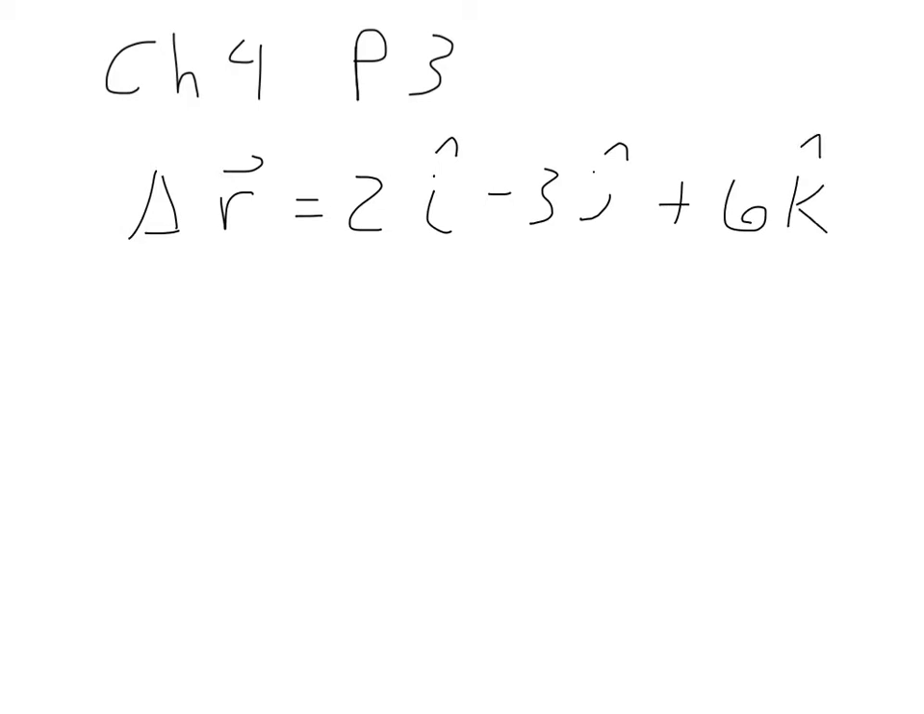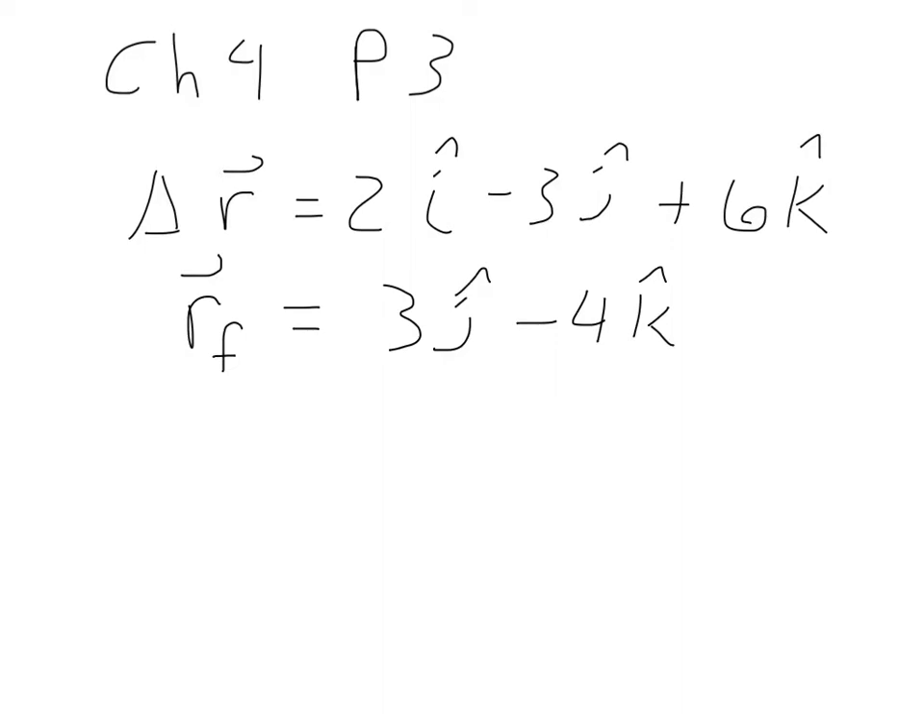We know the positron's ending position to be r. Now I'm going to put an F here to remind me that that's the positron's final position, and that's equal to 3 j hat minus 4 k hat. So we have the displacement vector, delta r, and we have r final, the final position vector. And we need to find the positron's initial position vector.